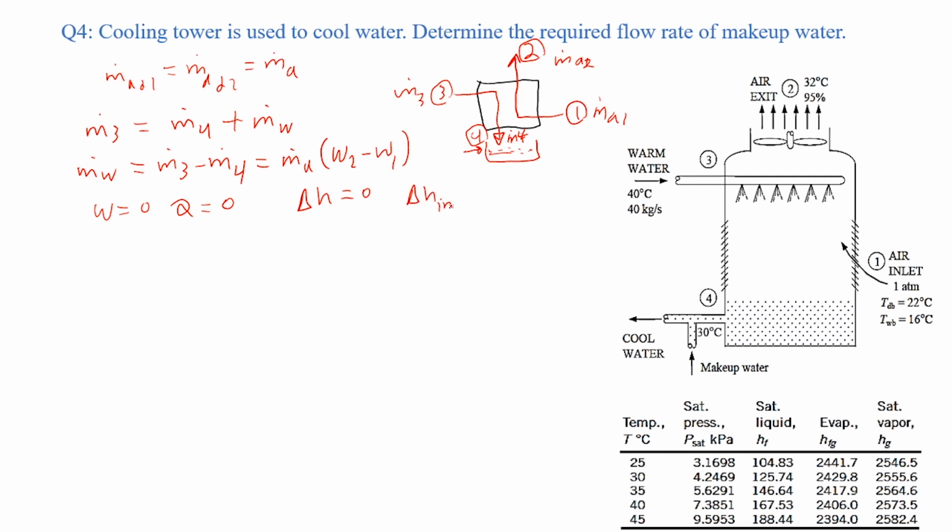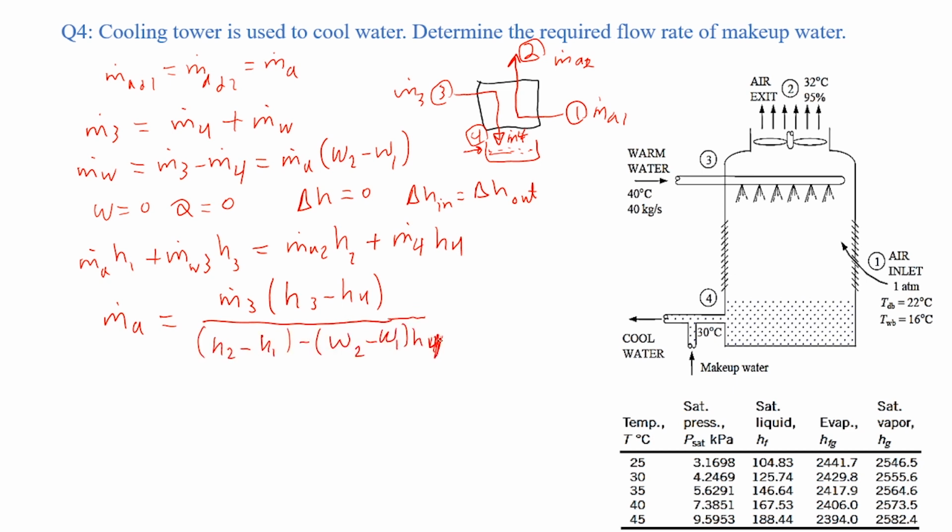inlet equals enthalpy outlet. So the inlet is mass of air 1 multiplied by H1 plus mass of water 3 multiplied by H3 entering the cooling tower. Then the exit is mass of air 2 H2 plus mass of water exiting 4 H4. So we can rearrange the equation using mass flow rate of water. So mass flow rate of air in this case will equal.